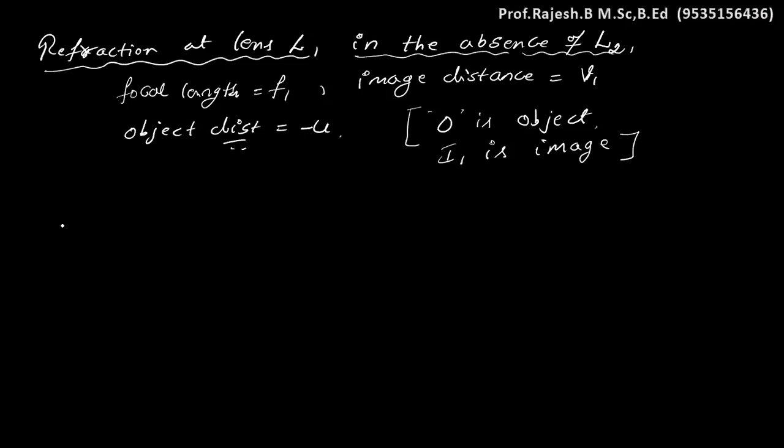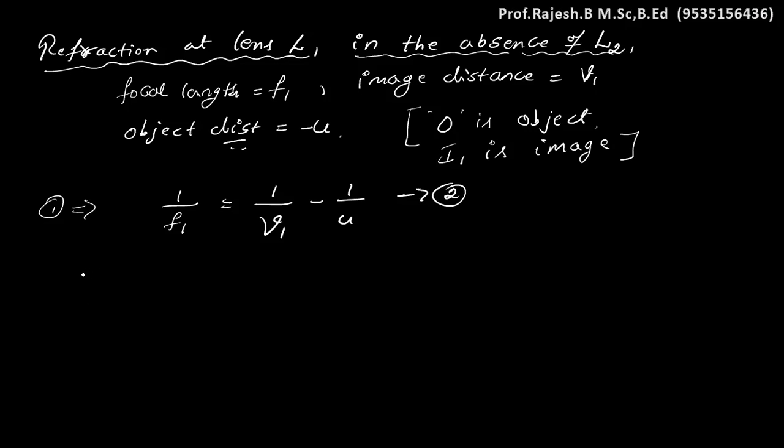Okay, so now use the general formula, equation 1, substitute the focal length, it will become 1 by f1 is equal to 1 by v1, the image distance, minus 1 by the object distance, u. Call it as equation 2.